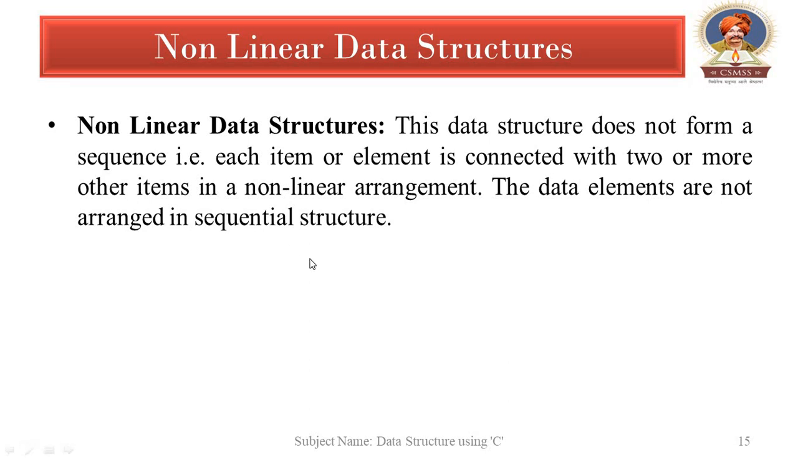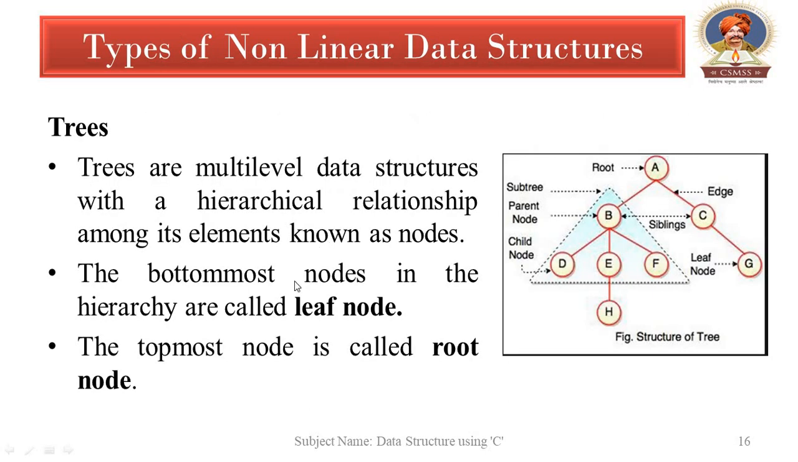Then the next is a nonlinear data structure. This data structure does not form a sequence, that is, each atom or element is connected with two or more other items in a nonlinear arrangement. The data elements are not arranged in a sequential structure. The example of nonlinear data structure is first is called as a tree.